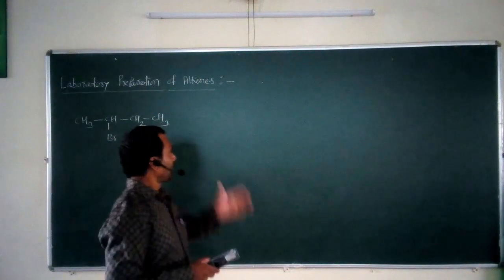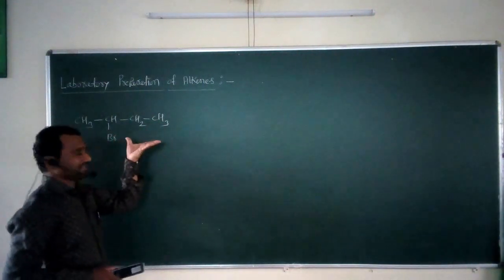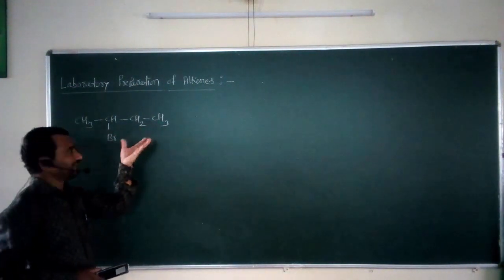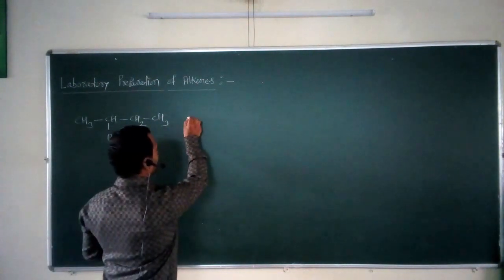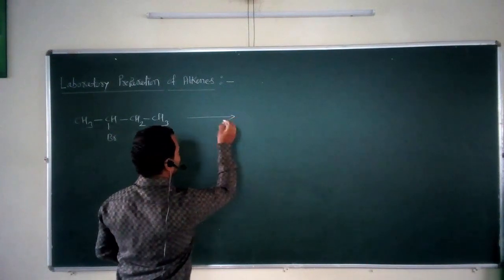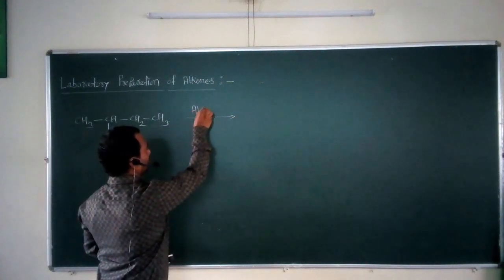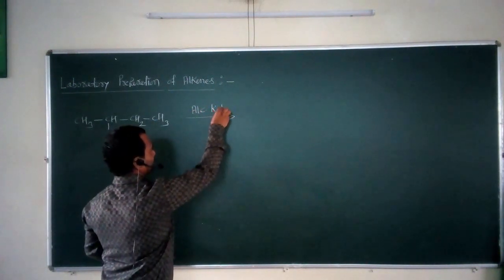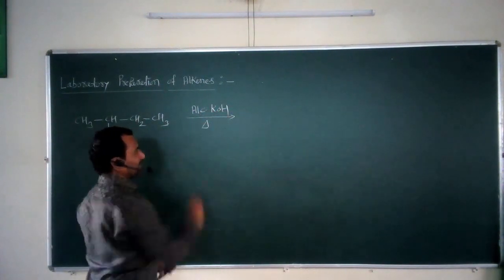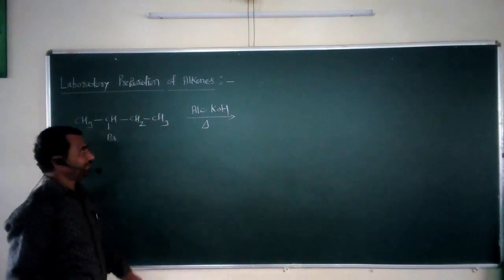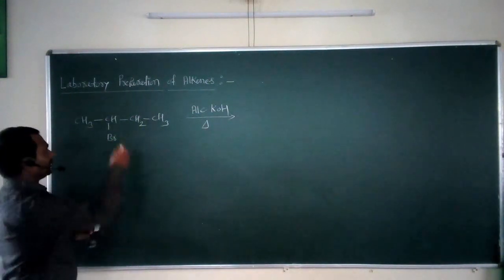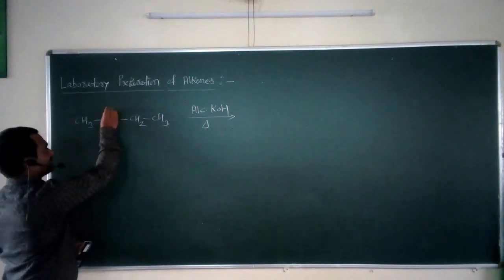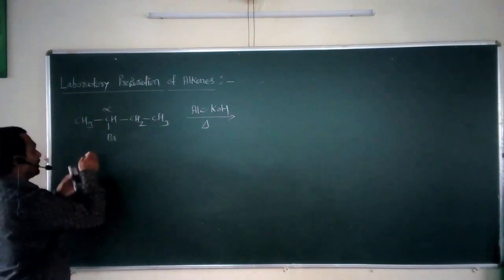So what we have to take now? We know that this is called an alkyl halide, and the name of this alkyl halide is 2-bromobutane. When this 2-bromobutane reacts with alcoholic KOH, and if we heat the reaction mixture, what happens? Now if we look at this alkyl halide, the carbon to which bromine is attached is called the alpha carbon.